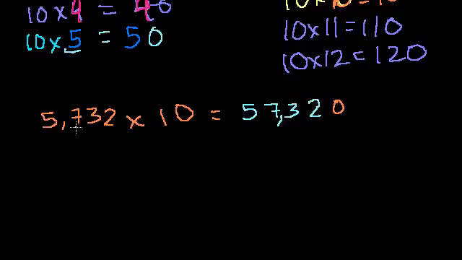Now, 5,732 times 10 is 57,320. I just had to add a 0 there, but that was a pretty straightforward multiplication.